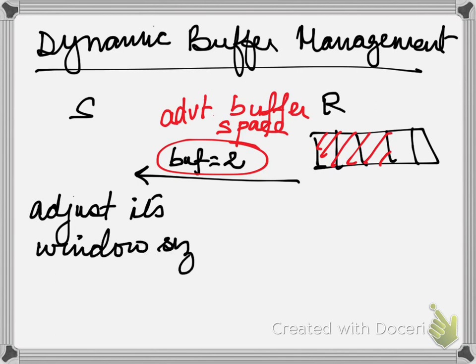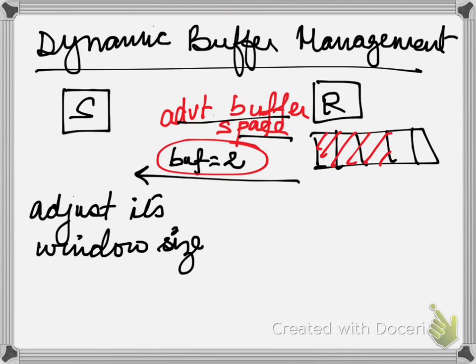Now this problem does not arise if you have stop and wait, because you are sending only one at a time, so a buffer size of 1 is good enough. So this whole discussion does not pertain to stop and wait, but for the sliding window protocols, this is how it is going to be managed. So what is this dynamic buffer management? The receiver will, from time to time, advertise the buffer space.